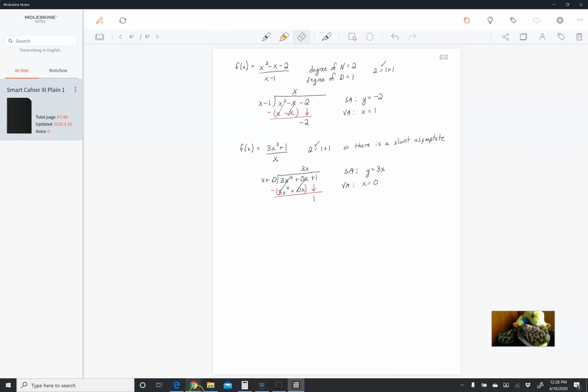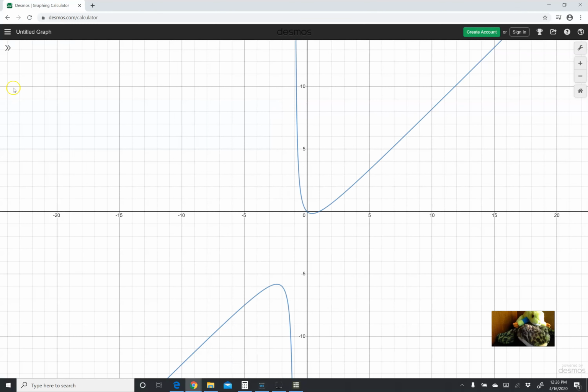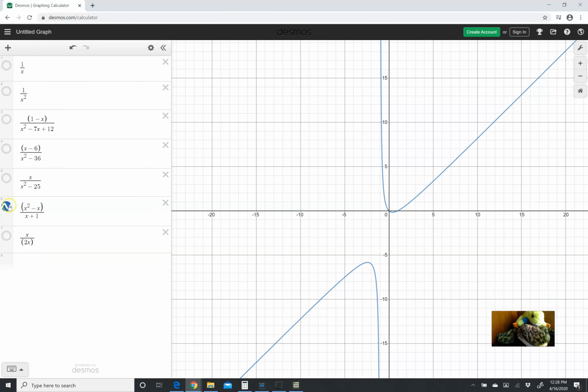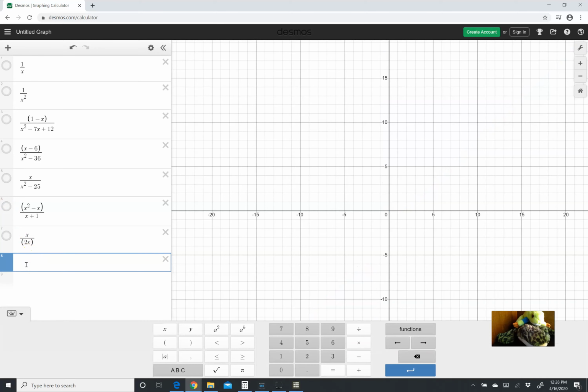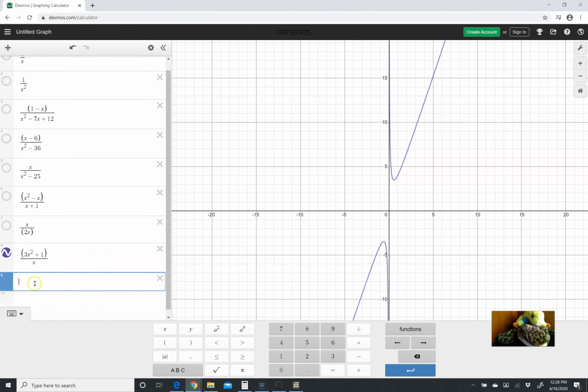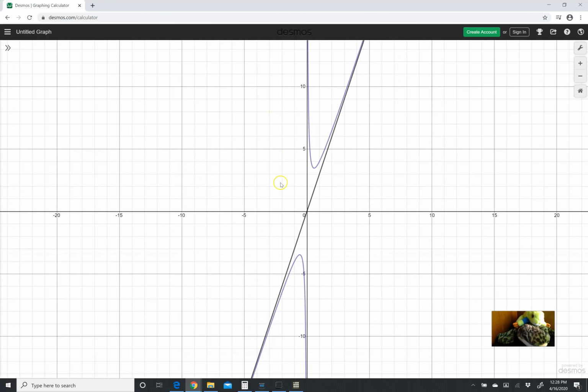And just so that you see what that looks like, if we graph 3x squared plus 1 over x, and I'm going to also put in y equals 3x, just so that you see what it looks like. Okay, so you can see that this graph is approaching x equals 0, but it's also approaching the line y equals 3x. We can see that the graph gets very, very close to 3x, but it never touches it. Okay.